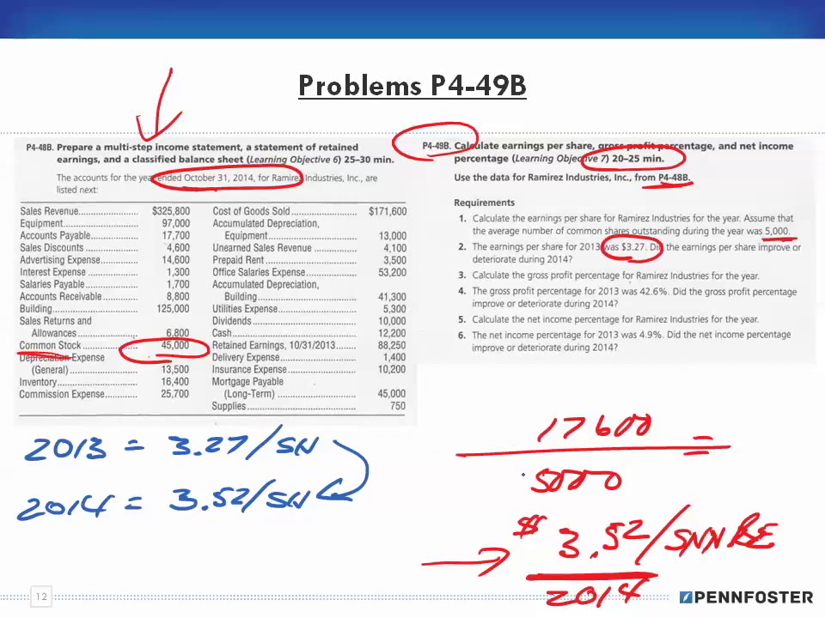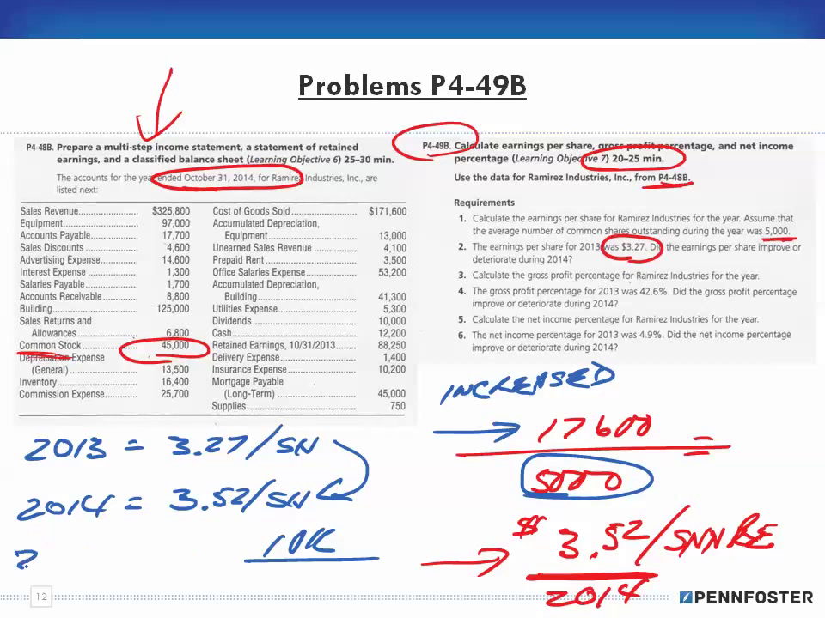And if you think about it, what does that mean? Well, that means my net income has increased over the previous year, assuming that my shares have stayed the same, right? Let's just take it a step further. Let's say I had 10,000 as my net earnings in 2015, and I still had 5,000 shares. Well, now my earnings per share is 2, right? So in 2015, it's going down. Notice what I'm getting at here.